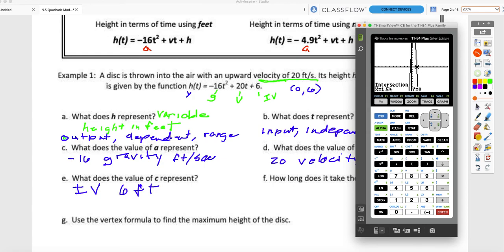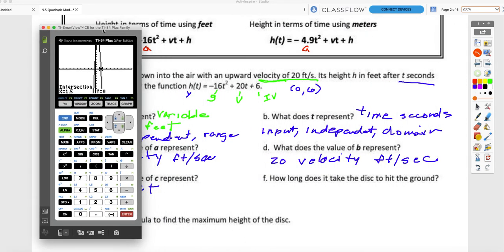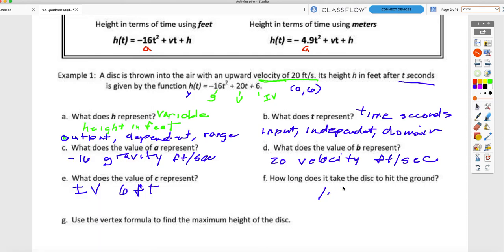All right, so it says 1.5. 1.5 what? What was the question? It says, how long does it take the disc to hit the ground? It hit after 1.5 seconds. Because how long is going to be time? And we looked for an x-intercept.